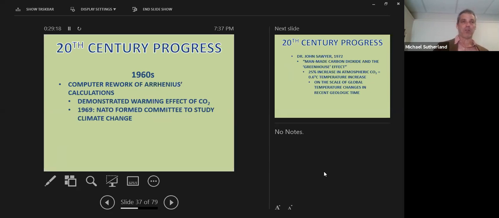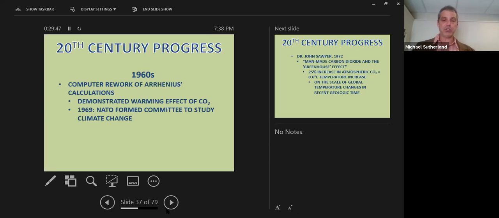And now with the aid of modern computers, they were able to take some of the data from all the ocean sciences that have been gathered and basically revisit Arrhenius's work from 60 years earlier and come to largely the same conclusions, that removing carbon dioxide would lead to a plunge in world temperatures, increasing it would increase them greatly. And in 1969, NATO went so far as to form a committee of scientists to begin looking at this officially.